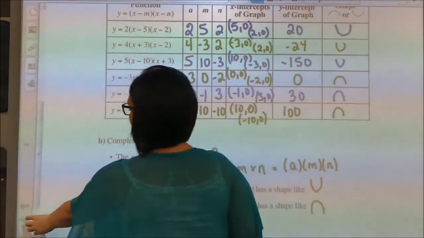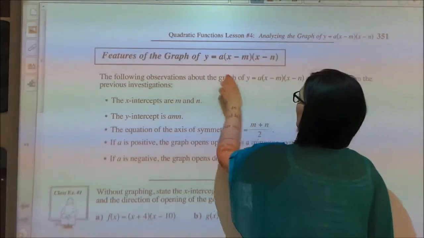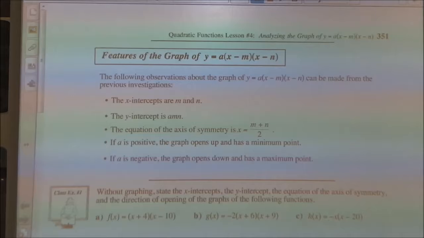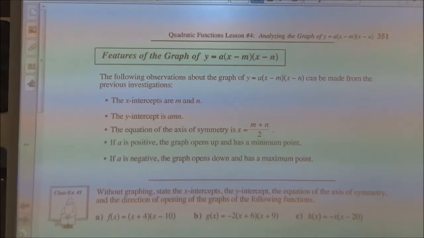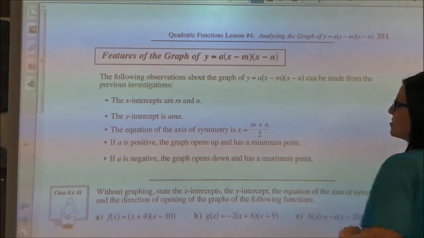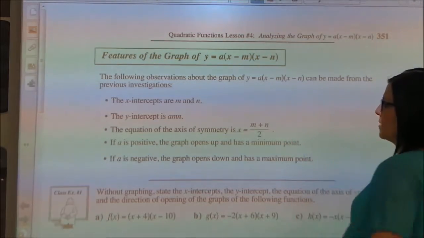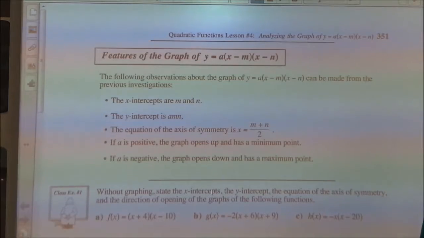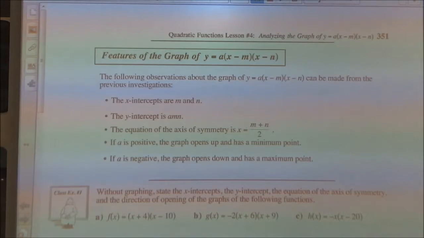So we can take this information and combine it with the information from before. When I have a graph in the form of y equals a times x minus m times x minus n, the following observations can be made. The x-intercepts will always be m and n. The y-intercept will be multiplying these three numbers together. The axis of symmetry, add them and divide by 2. So add the m and the n and divide it by 2. If a is positive, the graph opens up, which means it has a min. If it's negative, it opens down. It means it has a max.